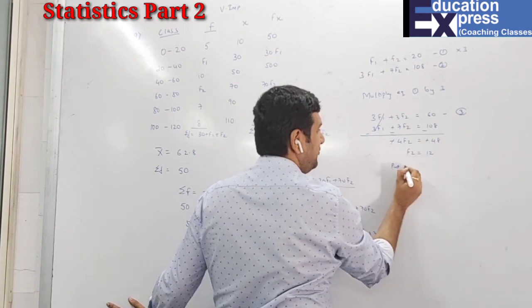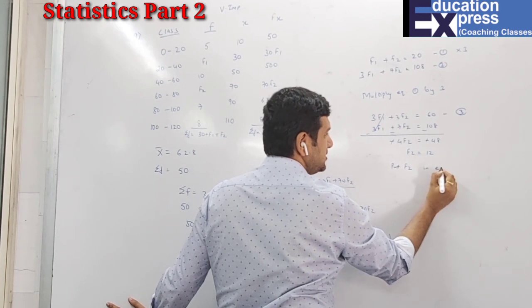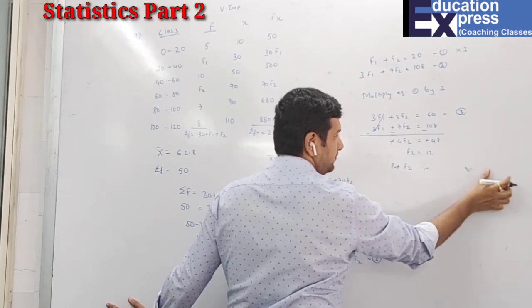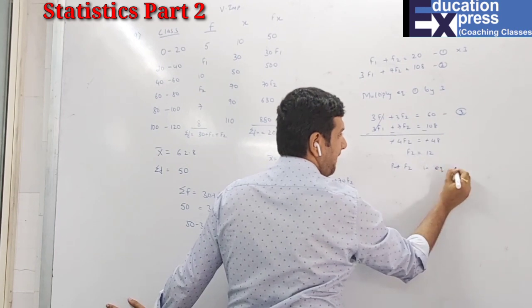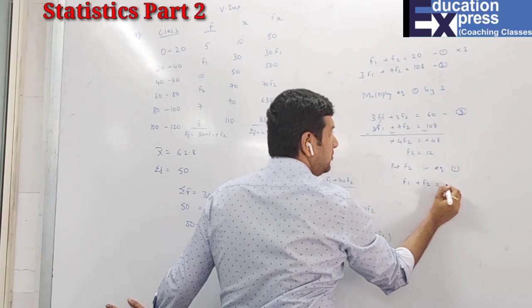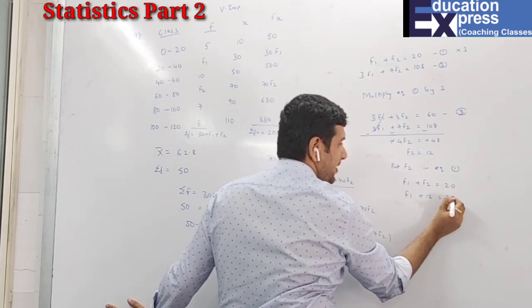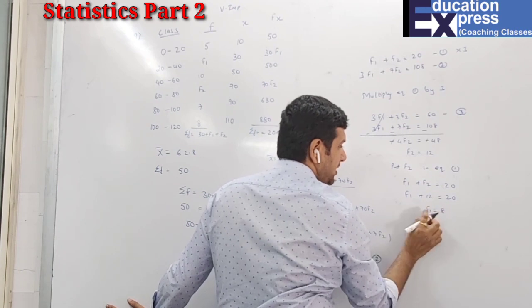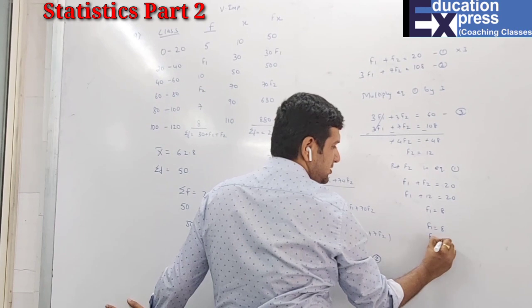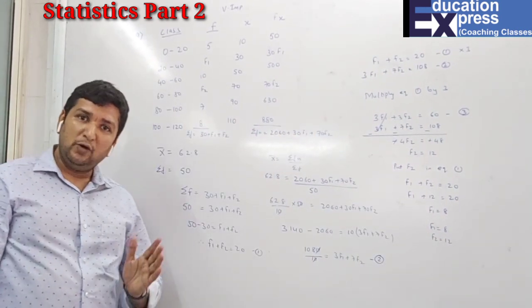Now put f2 in the smallest equation, students. We can see the smallest is the first equation: f1 plus f2 is 20, so f1 plus 12 is 20, and f1 is 8. The missing frequencies are 8 and 12. Done. We have finished exercise 24A and B.